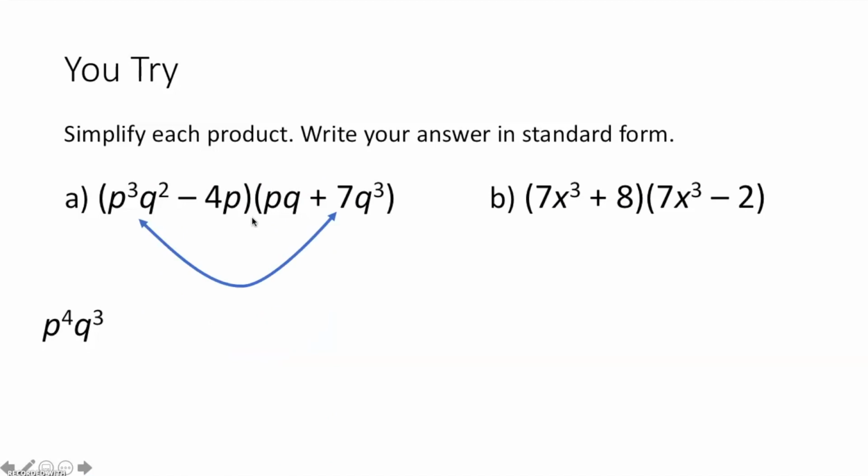Then we multiply the outer terms together. Again, when you multiply like bases, you add the exponents. So this q to the 2nd times q to the 3rd is going to be q to the 5th. So we get 7 p to the 3rd, q to the 5th.